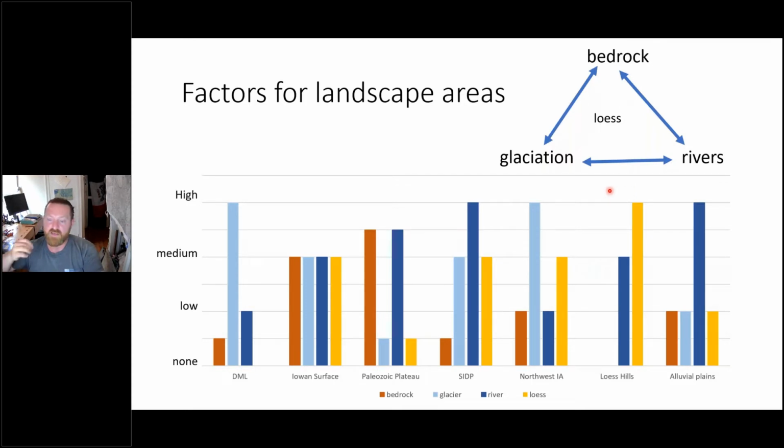But based on these, each landform region has a unique signature based on these underlying factors. The Des Moines Lobe has a high glacial input because it's the remains of the last ice sheet.